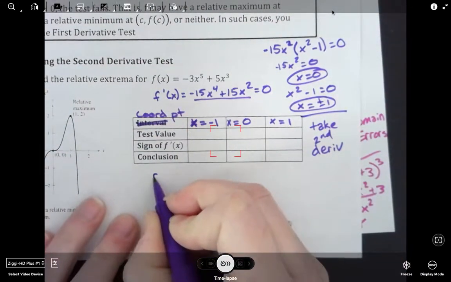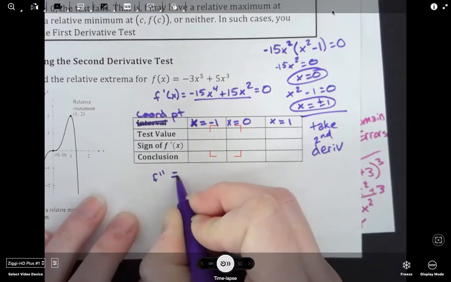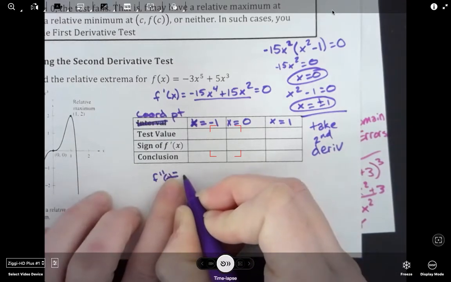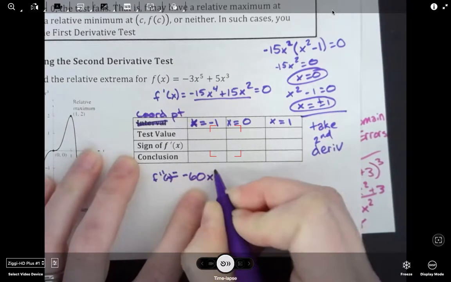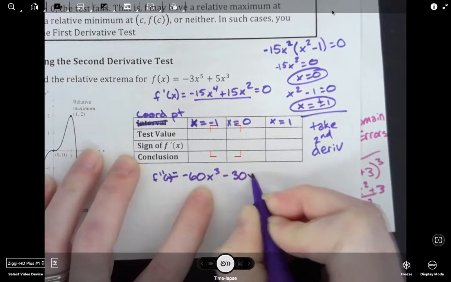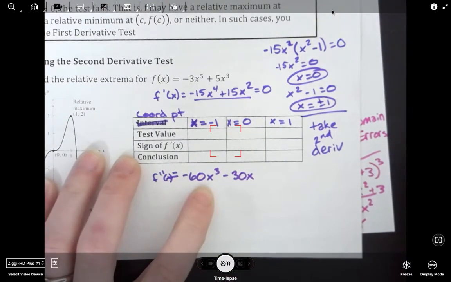F double prime is going to be negative 60x to the 3rd power minus 30x, I think. Yep.